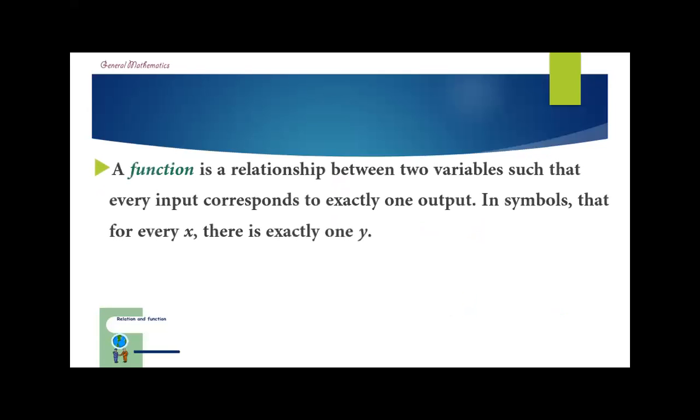So a function is a relationship between 2 variables such that every input corresponds to exactly one output. In symbols, that is for every x, there is exactly one y. While a relation refers to any set of ordered pairs.